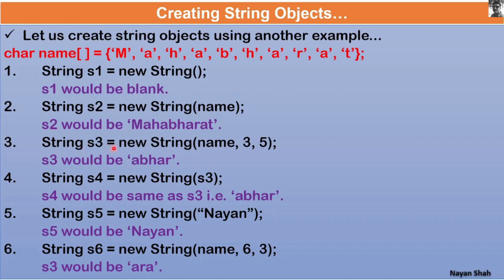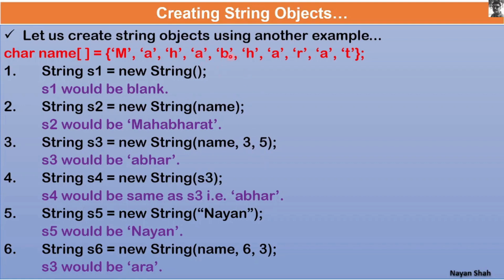When you say String s3 is equal to new String name, 3, 5. Now 3 means start position. So 3 means 0, 1, 2 and 3. This A is 3, index number 3. So the 4th value. From there we take 5 characters.